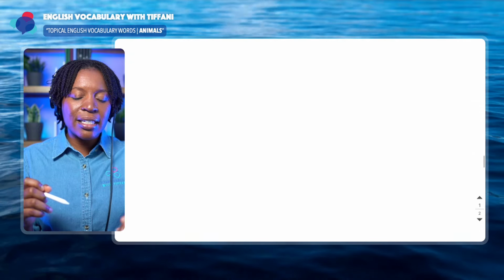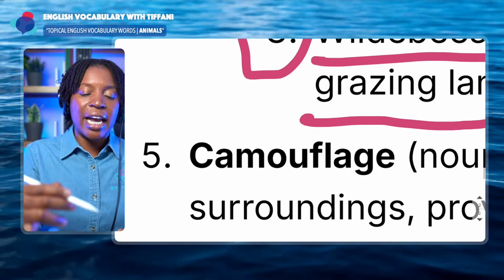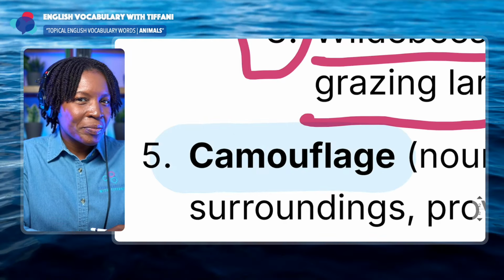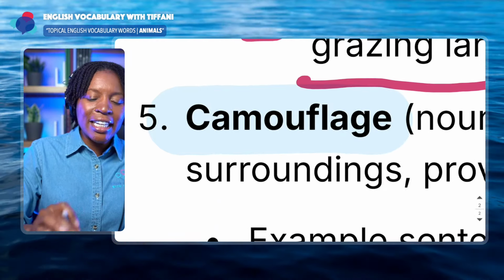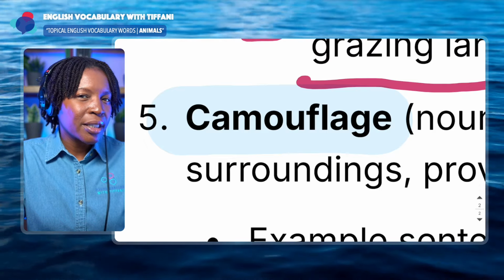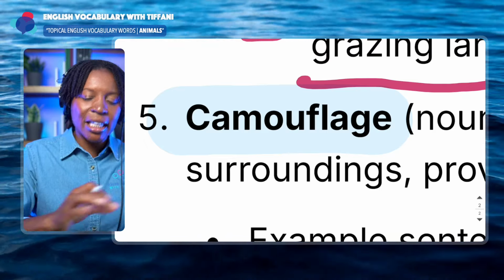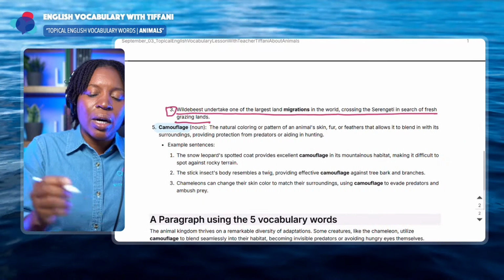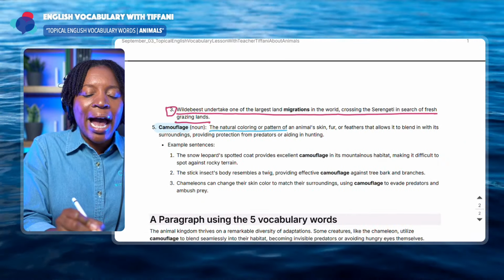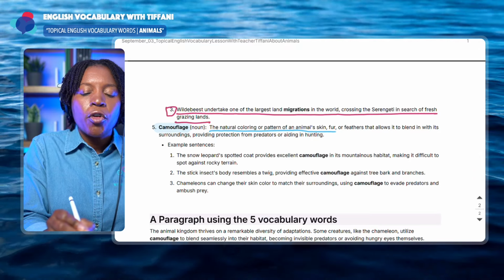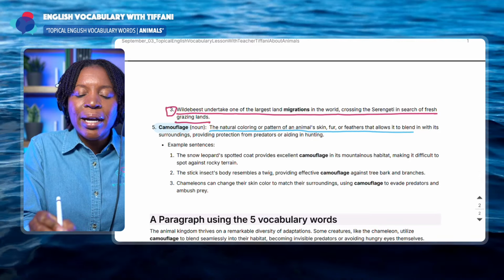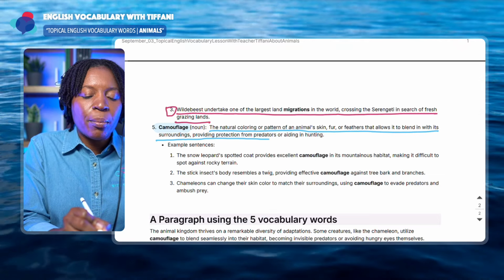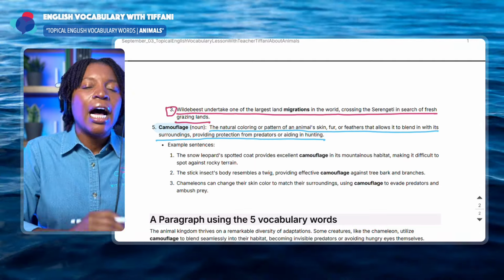Number 5 is another word that's important for you to understand. This word is camouflage. Good. Again, camouflage. Excellent. Now, this term camouflage literally just refers to the natural coloring or pattern of an animal's skin, fur, or feathers that allow it to blend in with its surroundings, providing protection from predators or aiding in hunting.